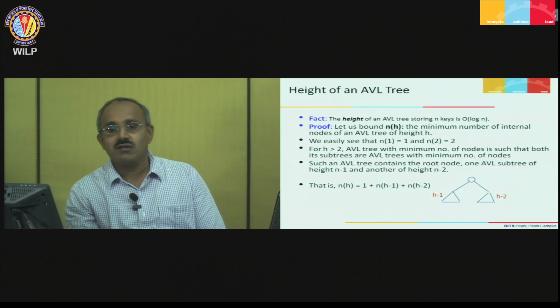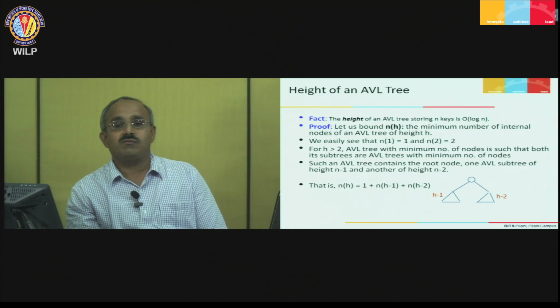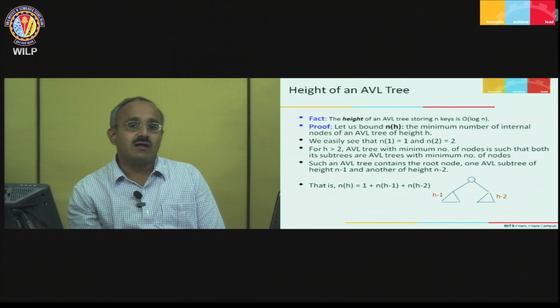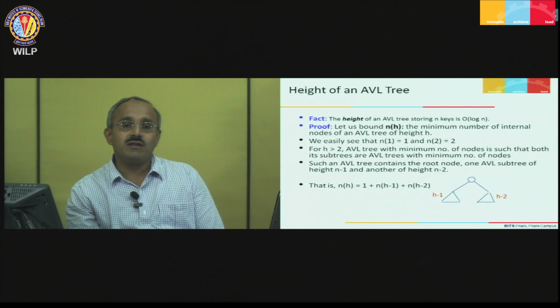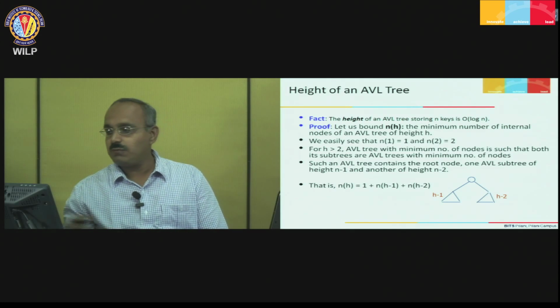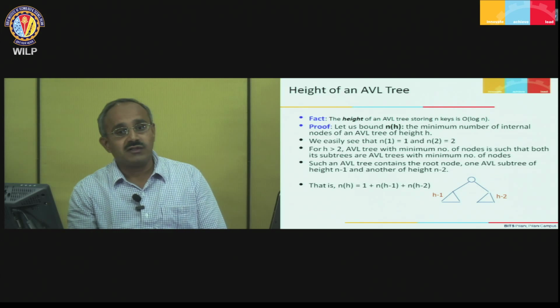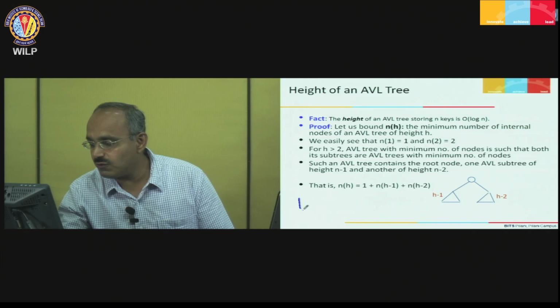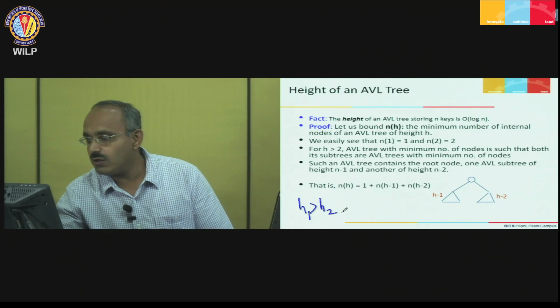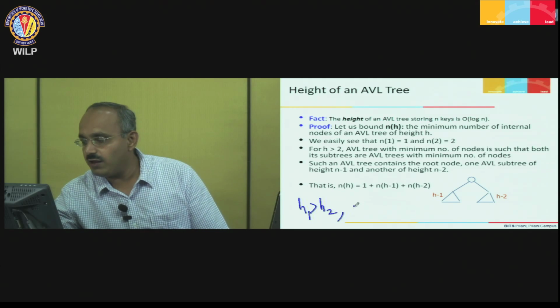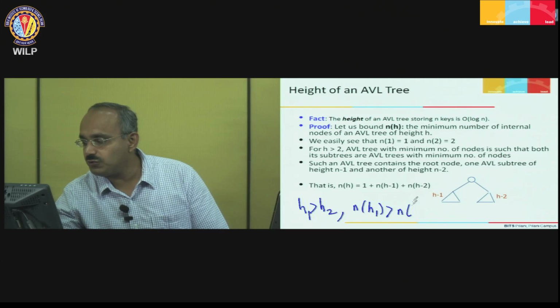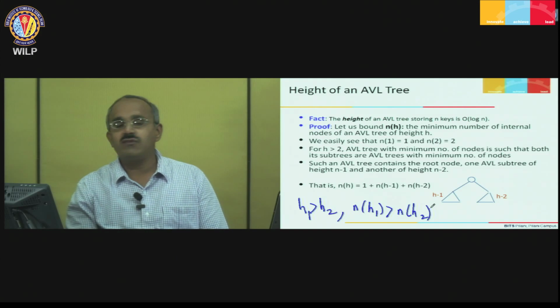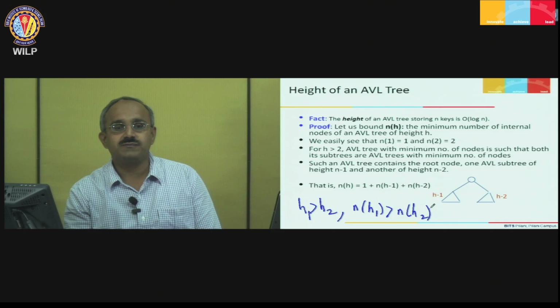So, that is a recurrence relation. It is very easy to observe that if I look at n h, it is going to be an increasing function of h. That means, if h 1 is bigger than h 2, in this case n h 1 is going to be bigger than n h 2. That means, this is an increasing function of h.